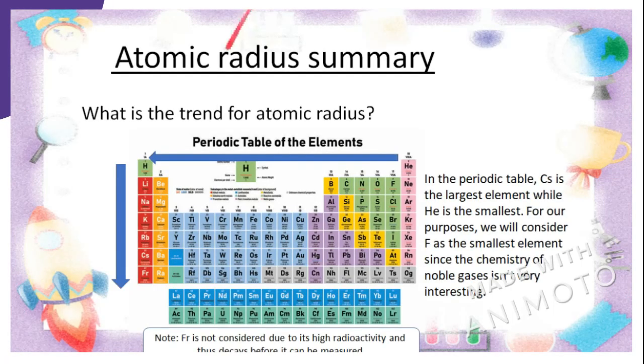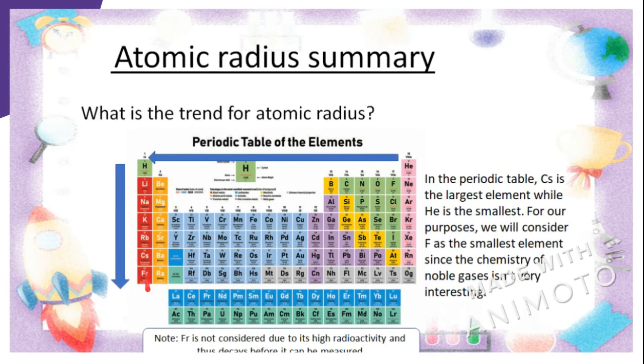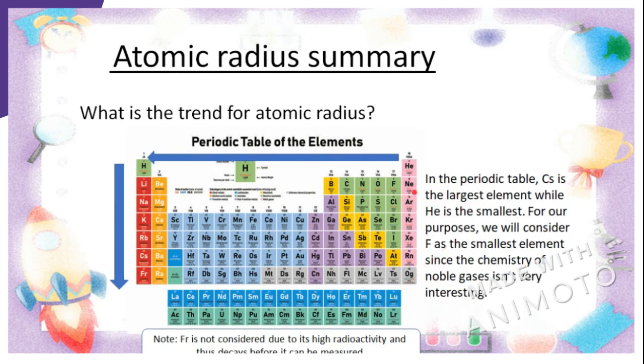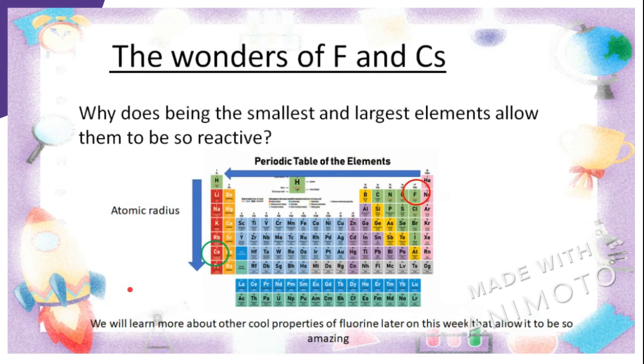To summarize, the trend for atomic radius as we go down a group, we're going to increase in size because we're adding new shells each time. Versus if we're going across a period like this, we are actually getting smaller because we're adding electrons to the same shell. Right? Again, we're not considering francium over here or neon because it's a noble gas and this is too radioactive.